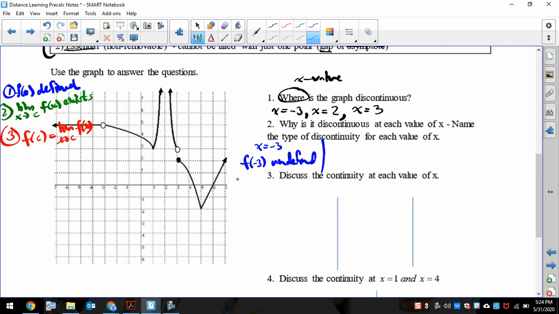What's the type of discontinuity? It would be removable. Removable discontinuity, or you could say point. Okay, the next one here would be x = 2.